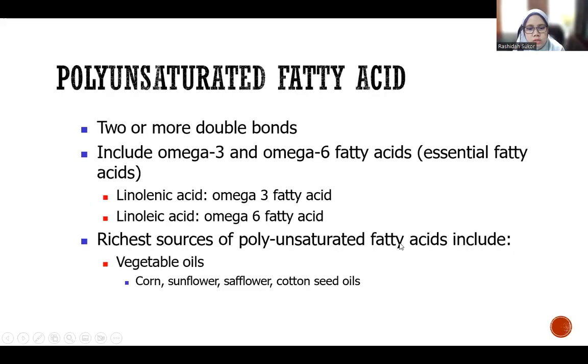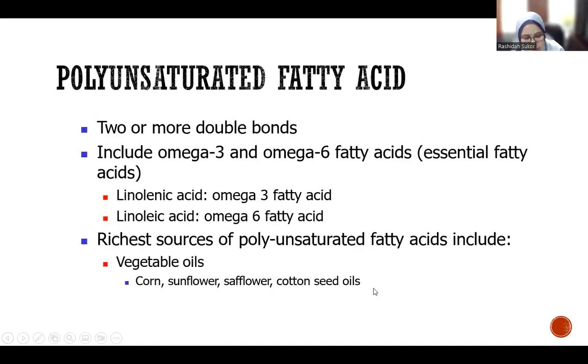Okay. Polyunsaturated fat has 2 or more double bonds. They include omega-3 and omega-6 fatty acids. Linolenic acid is an omega-3 fatty acid, and linoleic acid is an omega-6 fatty acid. These are the richest sources of polyunsaturated fatty acids. Mostly unsaturated fats are from plant origin, so vegetable oils, like corn, sunflower, cottonseed oil.